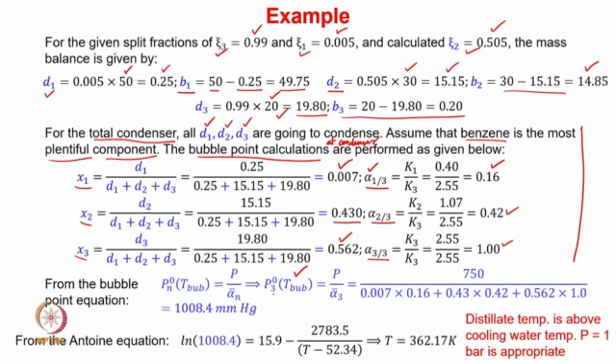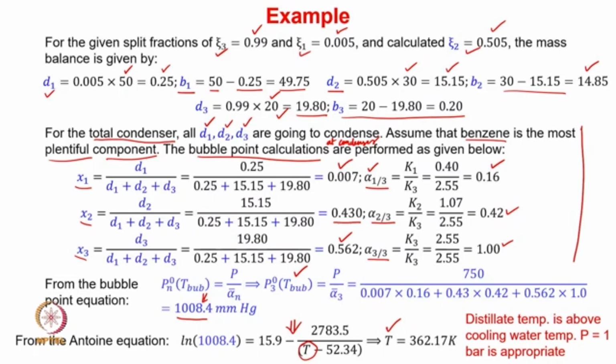So the vapor pressure of the benzene comes out to be 1008.4 mmHg. Now this particular value of the vapor pressure, again we can back substitute in the corresponding Antoine equation, and we can back calculate the temperature. So the temperature comes here as 362.17.